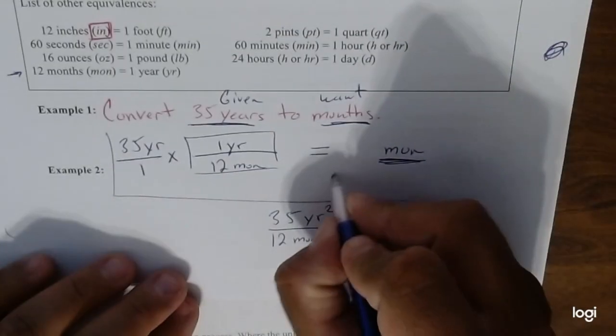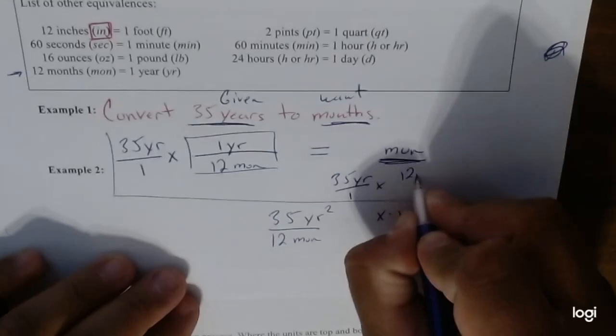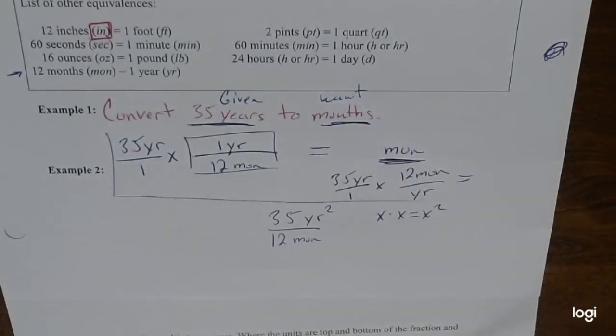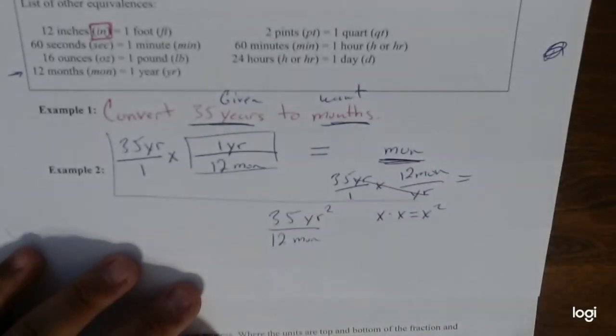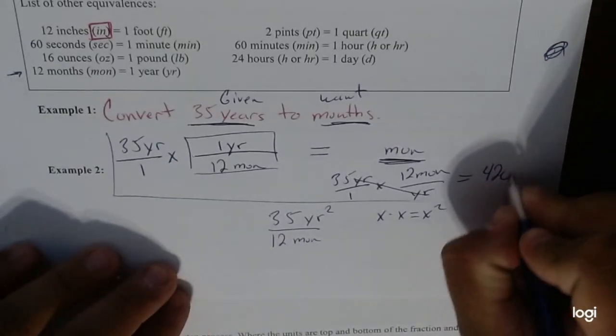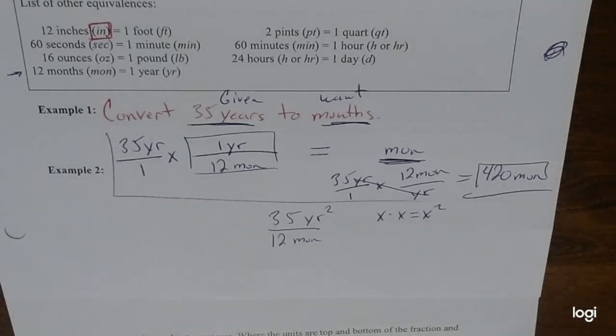So if we flip it now, we get 12 months on top and then years on the bottom. Now notice the years do cancel, right? They literally cancel from there. And now we multiply across, so this should give me a pretty big number. Let me get the calculator. 420 months. Okay. And that's how we do conversions.